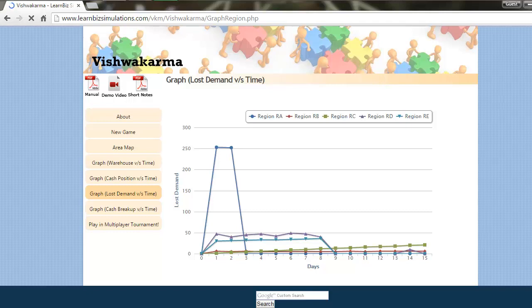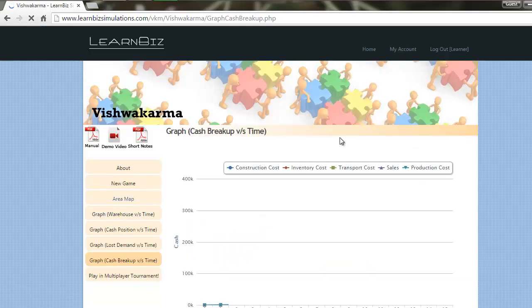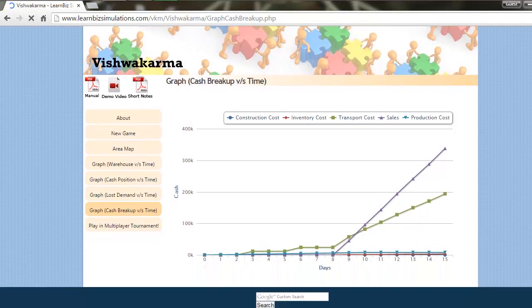Finally, cash breakup versus time. This graph picturizes the breakup of expenses as against the revenue over a time frame, and we can notice the sales revenue at its peak, which shows healthy signs.